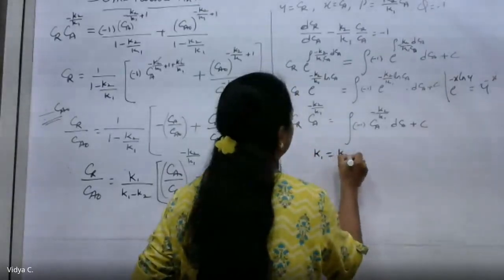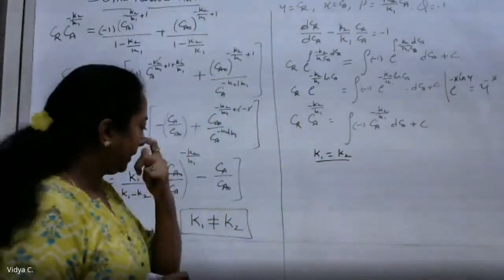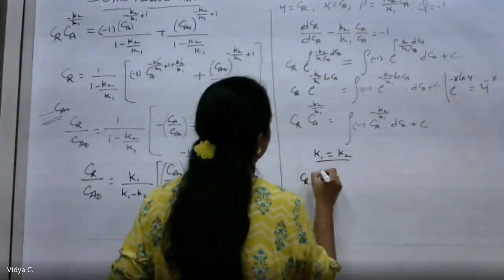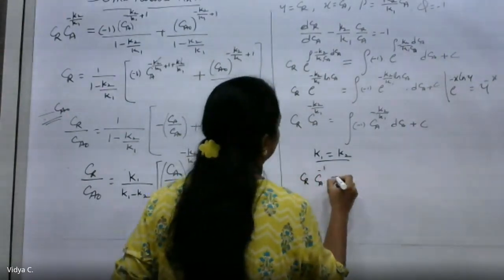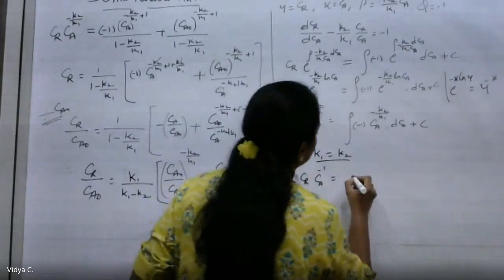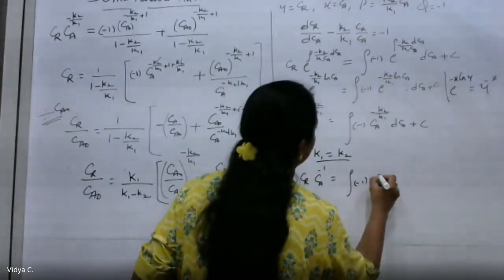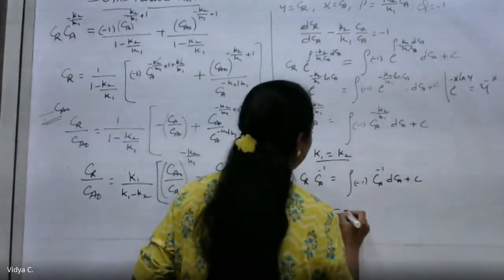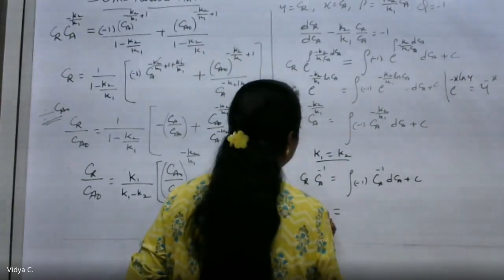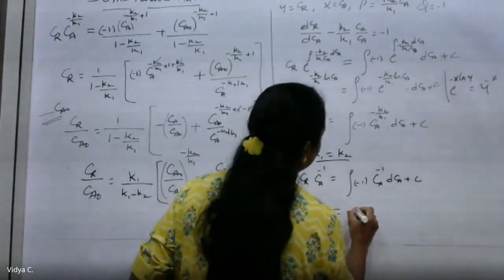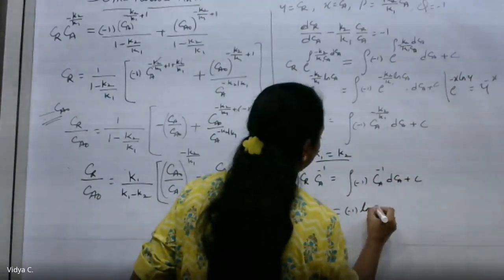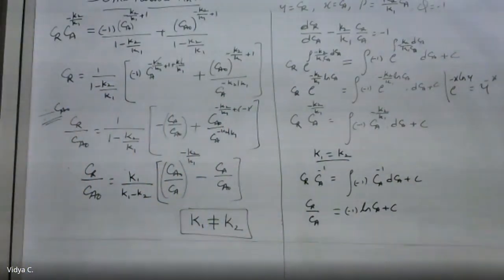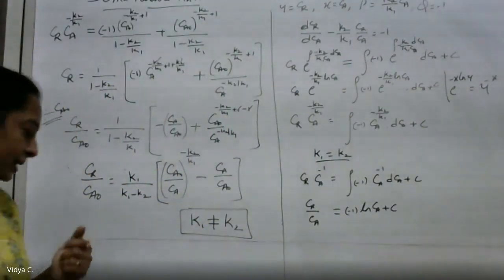K1 is equal to K2. So this will be CR CA to the power of minus 1 is equal to the integral of minus 1 CA to the power of minus 1 dCA plus C. So this will now be CR by CA is equal to minus 1 into dCA by CA, which is ln CA plus C. Minus ln CA plus C.